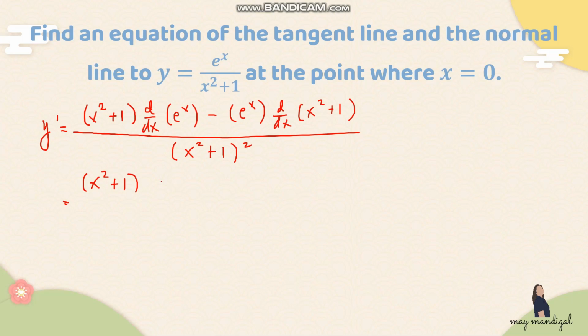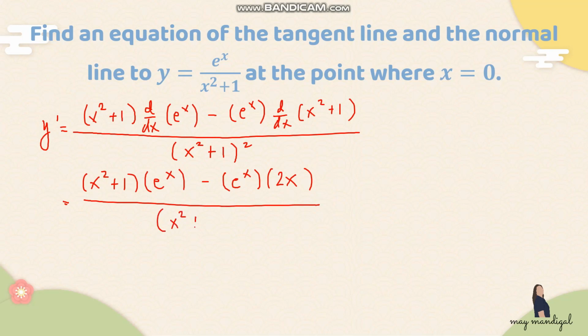And then the derivative of e raised to x is just e raised to x, minus e raised to x times the derivative of x squared plus 1, which is 2x, all over x squared plus 1, squared. So this is now the derivative of our function. If you want to simplify, go ahead, but the next step is to evaluate this with our value of x. So no need to really simplify this.